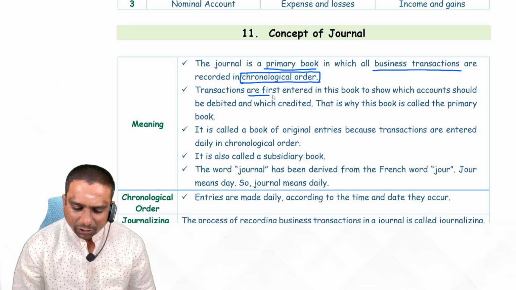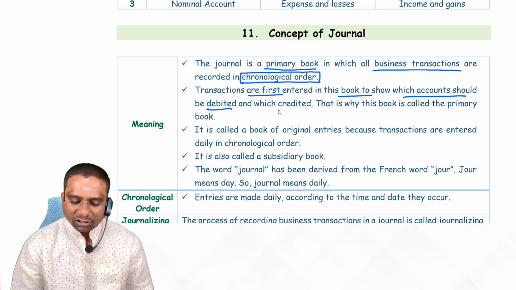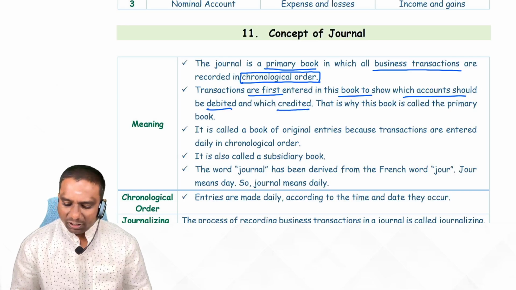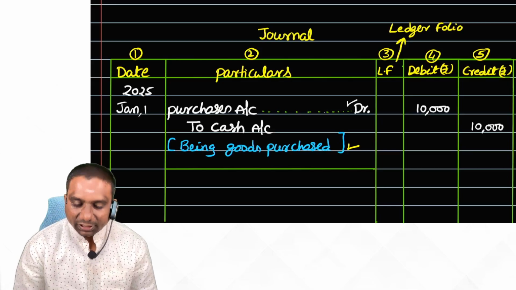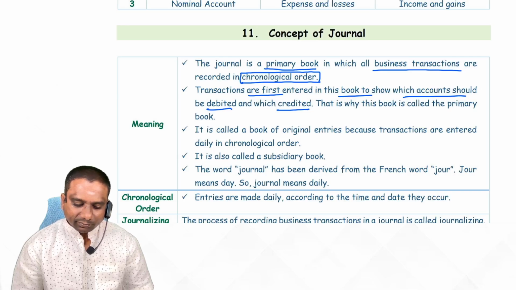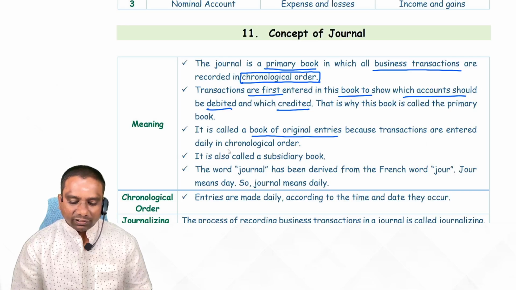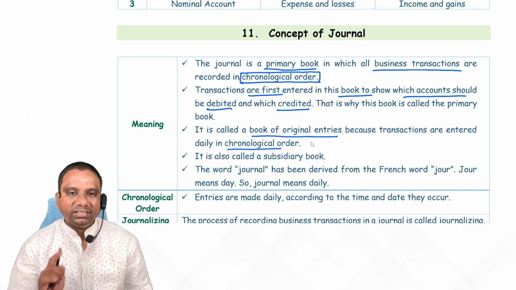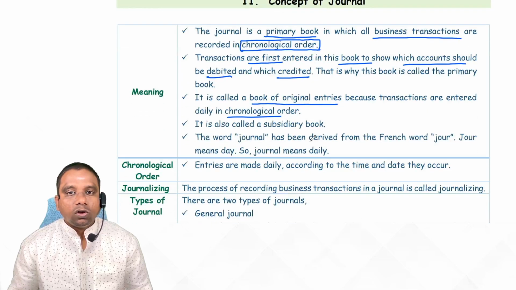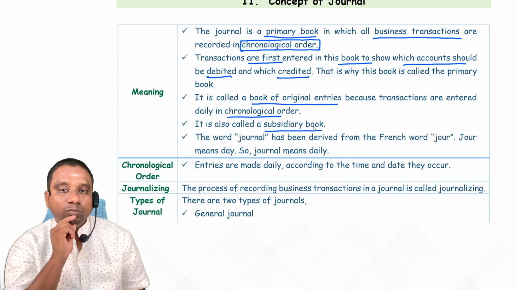Now, transactions are first entered in this book to show which account should be debited and which account is credited. Already we have mentioned here: purchase account to debit, cash account to credit. Next, it is called a book of original entry because transactions are entered in chronological order on a daily basis. It is also called the subsidiary book.